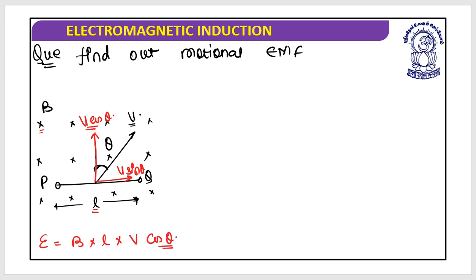I hope this is clear. Now one more thing, as you can see the velocity vector is moving in the plus y direction, the magnetic field is inside the plane of the paper, so the thumb will represent the direction of the positive terminal. So this would look something like this. It's P and it's Q.